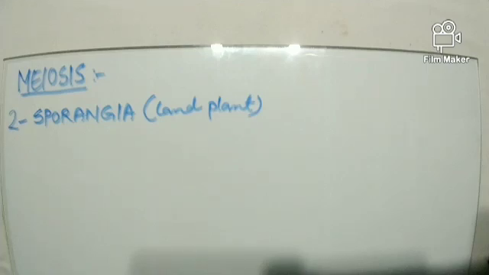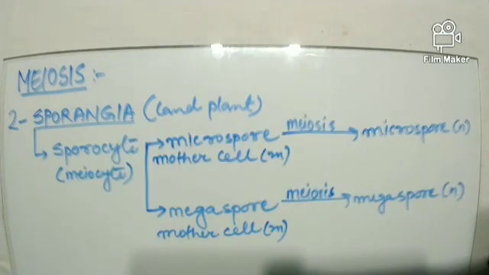Now let us talk about sporangia, basically found in the land plants. In case of sporangia, the sporocytes are the meiocytes. We can see again microspore mother cell and megaspore mother cell. These two are acting as meiocytes here. Both will undergo meiosis, and from the microspore mother cell, small spores, microspores, will be generated, which are haploid, and from the megaspore mother cell, large spores, megaspores, will be generated, which are again haploid.